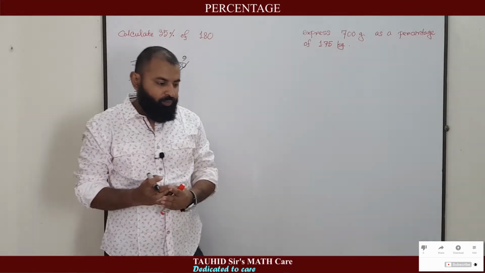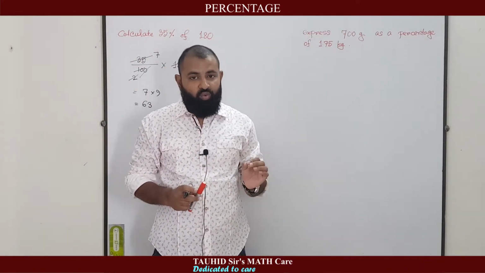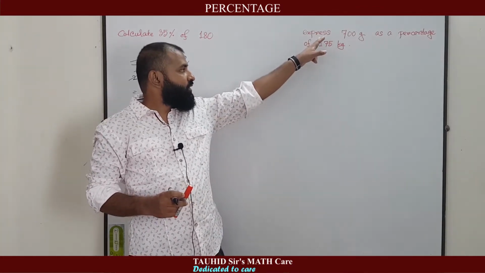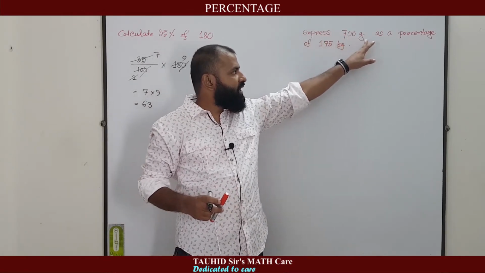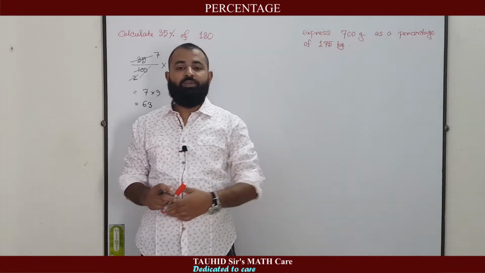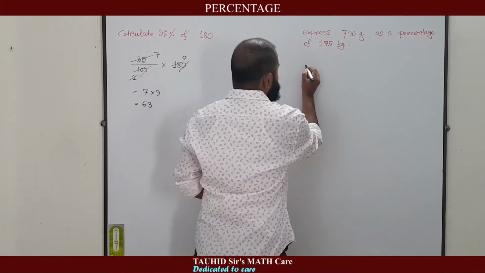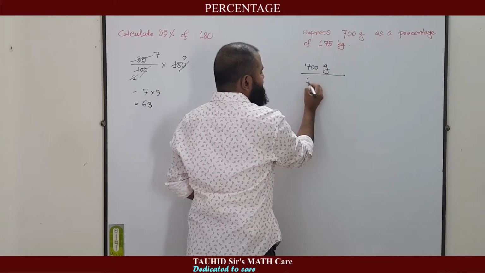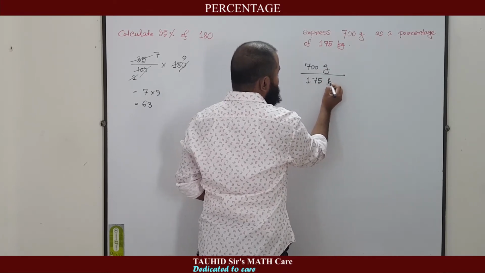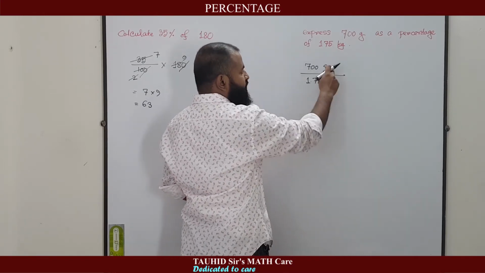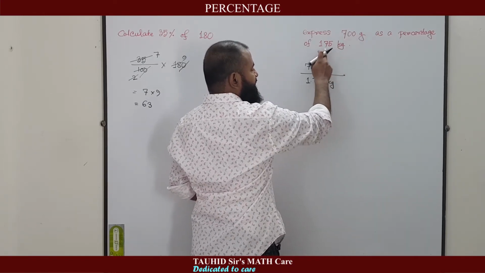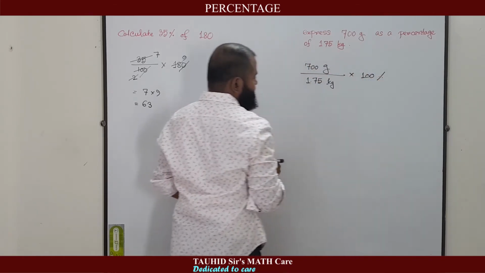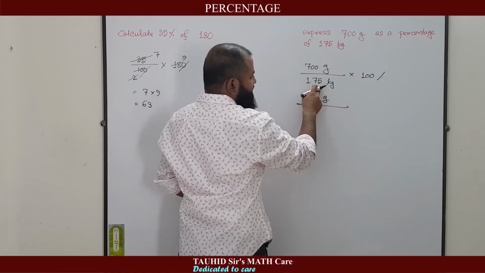Next, another example where you are expressing one quantity as the percentage of another quantity. The example given here is: express 700 gram as a percentage of 1.75 kg. So how to do it? 700 gram, we need to express it as a percentage of 1.75 kg. So in the numerator we will write this, and in the denominator we will write this, and we will multiply the fraction by 100%. We will convert this kg into grams.